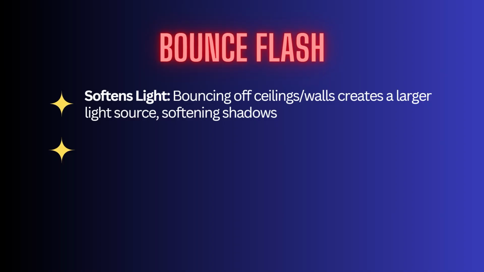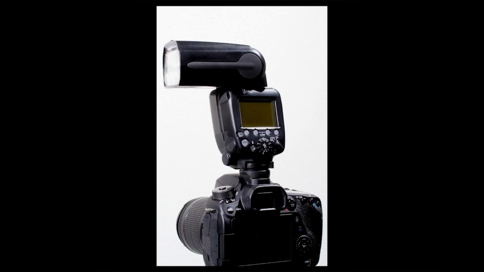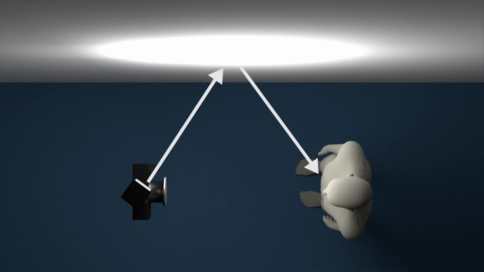You can also rotate your flash head so that the light strikes a nearby wall or ceiling or both to get indirect flash illumination. This is called bounce lighting, and it's really effective. You can get a light pattern and quality similar to a softbox if you do it right. Bounce flash is one of my favorite techniques for on-camera flash.